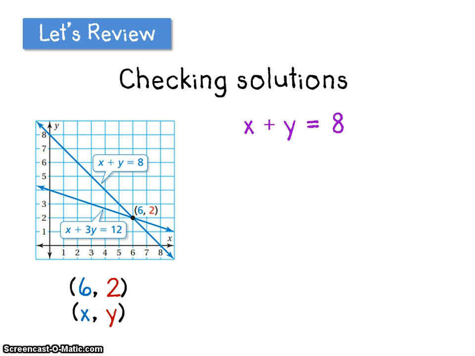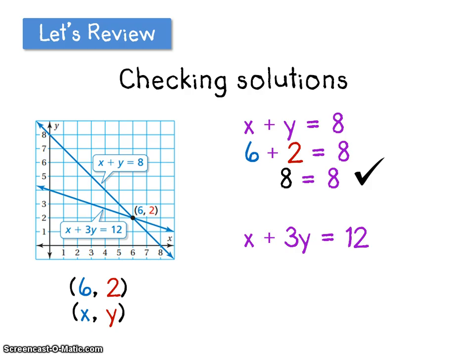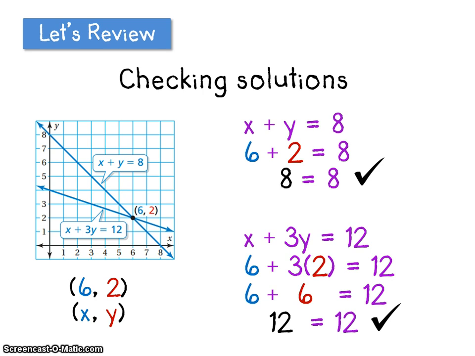Now I just want to substitute my x and y values in to make sure that this point makes this equation true. So my x value is 6 and my y value is 2. So now I have 6 plus 2 equals 8. 6 plus 2 is 8, so 8 equals 8, and that makes me happy. Moving on to the next equation, x plus 3y equals 12. Again, x is 6, y is 2. So now we have 6 plus 3 times 2 equals 12. And 3 times 2 is 6, so 6 plus 6 equals 12, and again 12 equals 12. So now I know that this point really is the solution because it made both equations true.